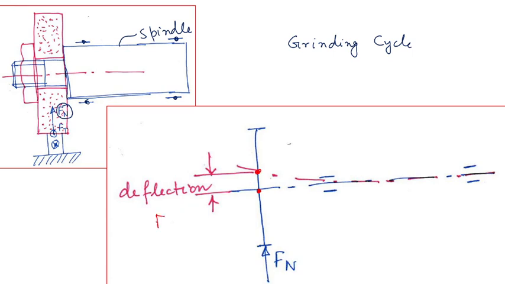Why is this deflection coming? Because there is a normal force Fn which is working on this. Because of this deflection, if you set a downfeed of 40 micron, in the very first pass 40 micron would not be machined. So if you gave 10 passes, then actually 400 micron would not be machined. There would be some unmachined part.